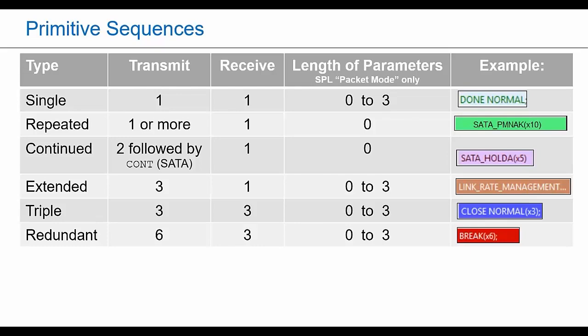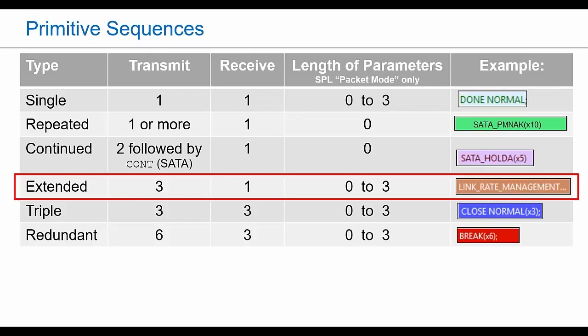Okay, this kind of summarizes the rules about primitives and primitive sequences, and they're mostly unchanged from SAS 3, right? There are still single, repeated, and continued primitives. You need to receive 1 to be considered a valid primitive. But if you look at the extended primitive, these will be sent in groups of 3 back to back, and you only need to receive 1. So you're building in this additional margin by making these longer and sending 3 in a row. And you only need to receive 1, as I said.